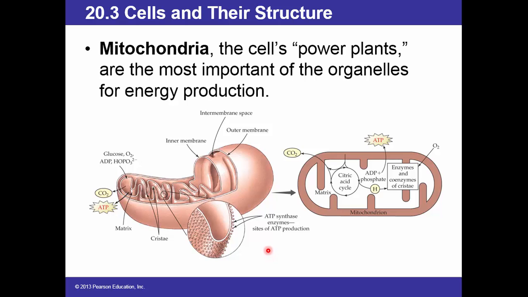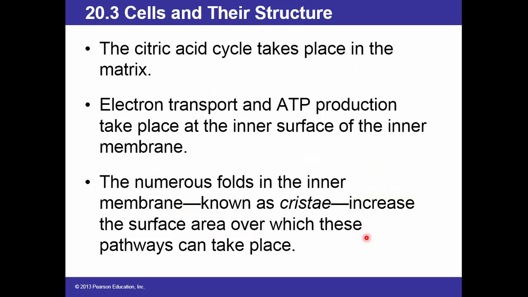This is a very important part of the cell, as you can see here. CO2 out, oxygen in, and so on. Now, the citric acid cycle takes place in the mitochondrial matrix. Electron transport and ATP production take place at the inner surface of the inner membrane. The numerous folds in the inner membrane, known as cristae, increase the surface area over which these pathways can take place.